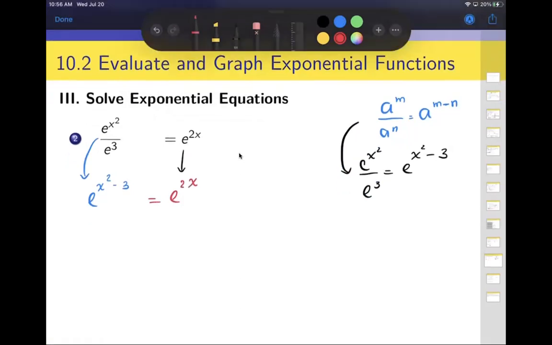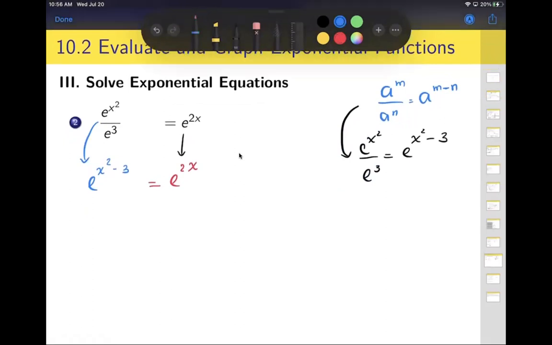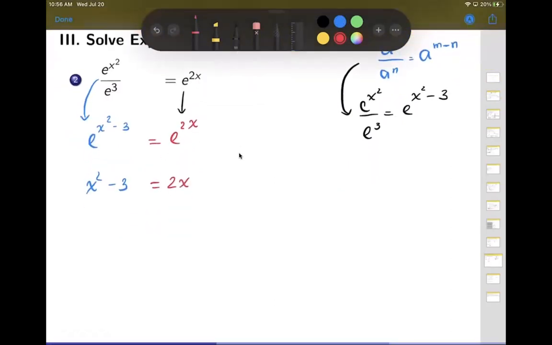Now we have the same base. All you do is just remove the base and the powers drop. So it's going to be x squared minus 3 equals 2x. This is quadratic, so I'm going to move everything to the left and have 0 on the right. Subtract 2x, that cancels. On the right hand side, I have x squared minus 2x minus 3 equals 0.